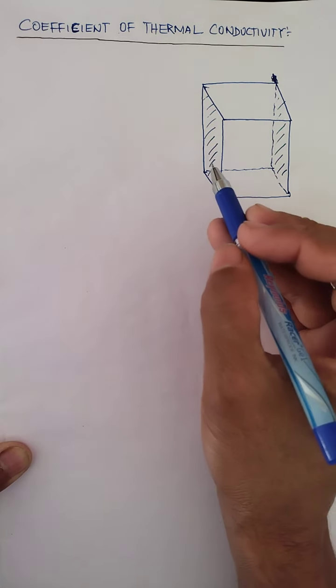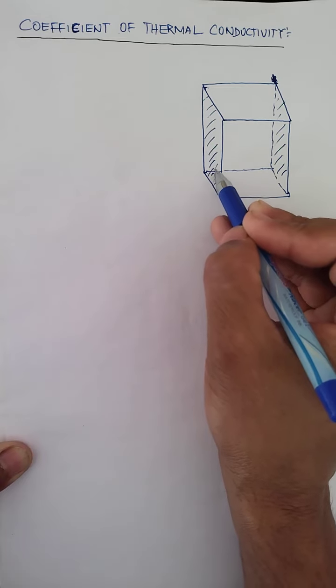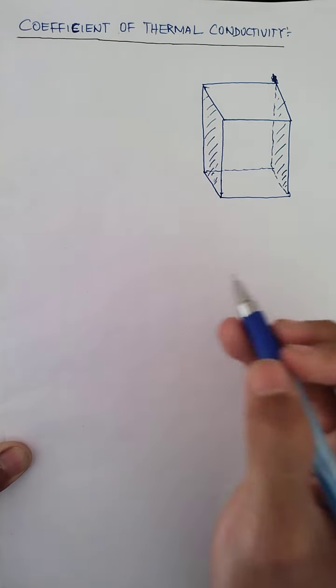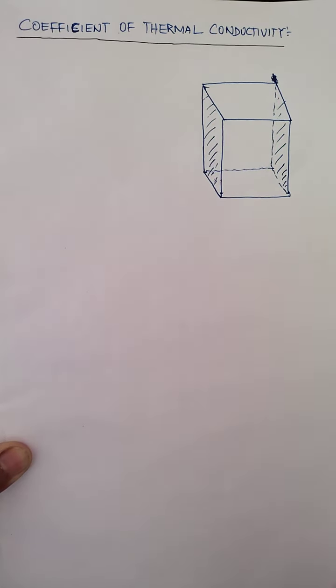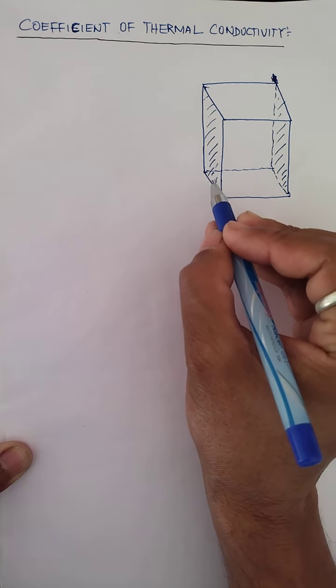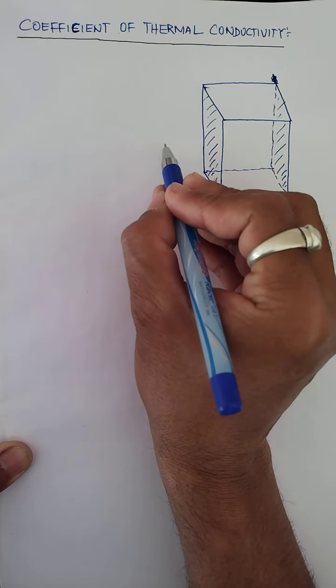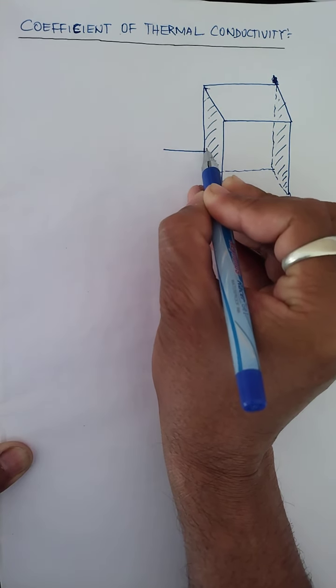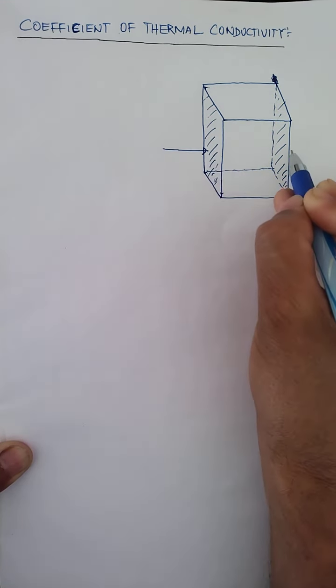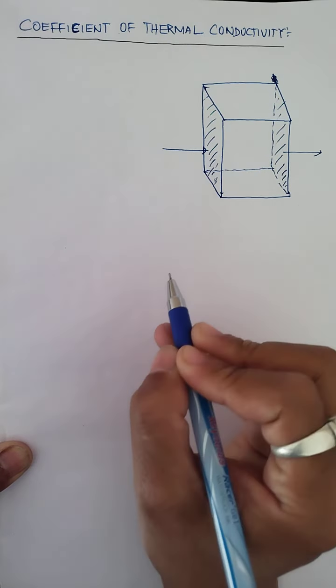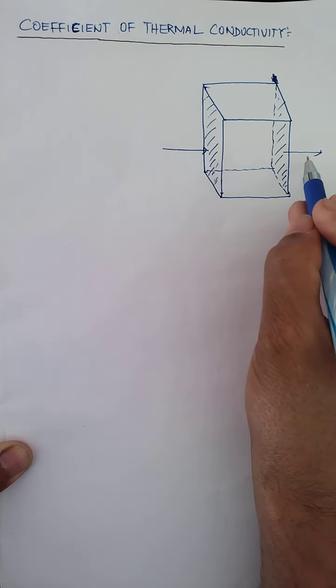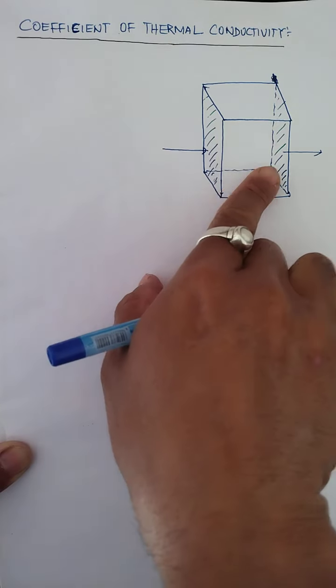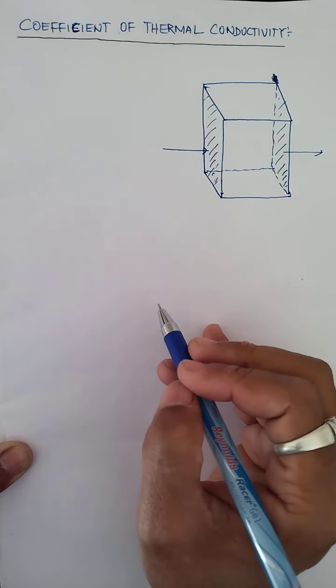Okay. And we take this surface also as an isothermal surface. You have already learned about isothermal surface in the last video. We take this surface as isothermal because we consider heat entering from this surface and leaving from this surface. But the direction of flow of heat is perpendicular to the surface.